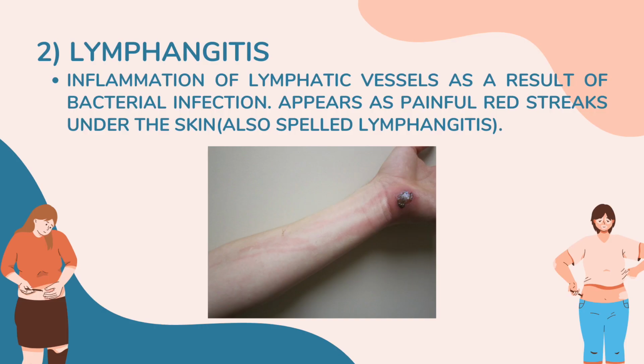Lymphangitis. Lymphangitis is an inflammation of lymphatic vessels as a result of bacterial infections. It appears as painful red streaks under the skin. So when we say lymphangitis, it is an inflammatory condition affecting the lymphatic system, typically triggered by an infection. Recognizing the symptoms of lymphangitis is crucial, including red streaks: visible red streaks on the skin often radiating from an infected area.